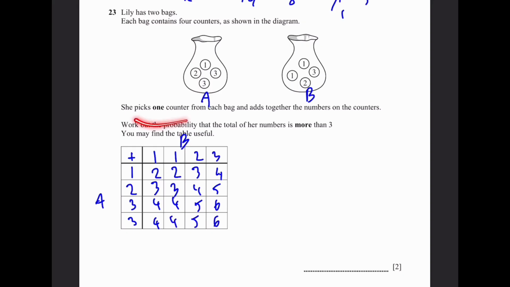The probability that the total is more than 3. The total number of outcomes is 16. And the probability more than 3 is 1, 2, 3, 4, 5, 6, 7, 8, 9, 10, 11. So 11 by 16. That's the answer.